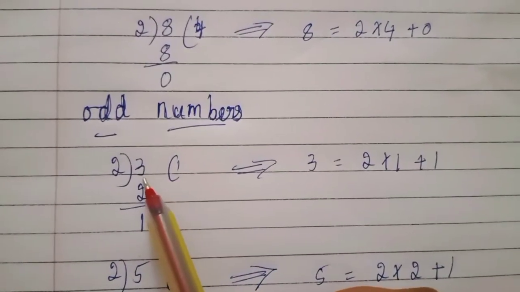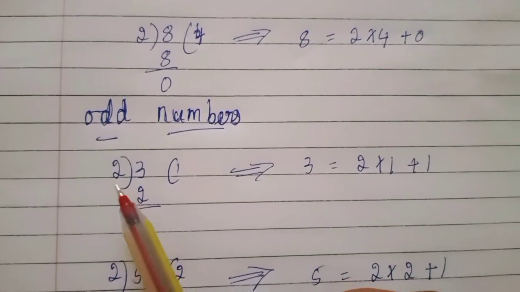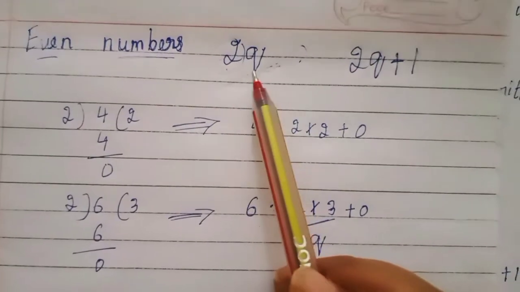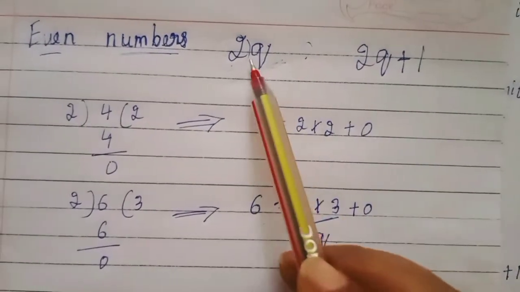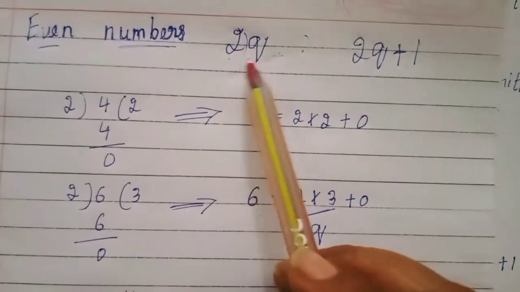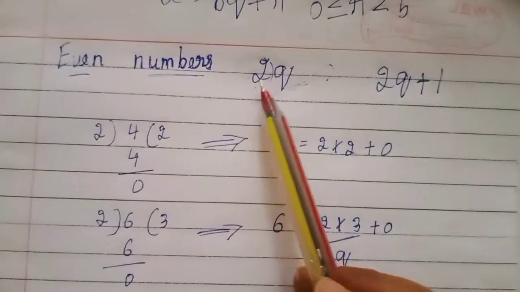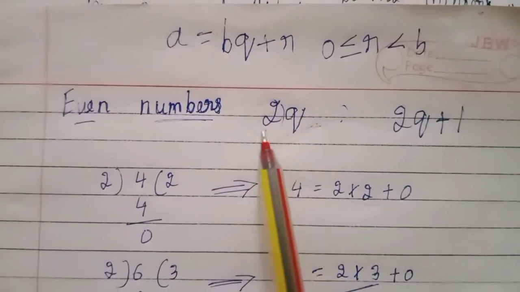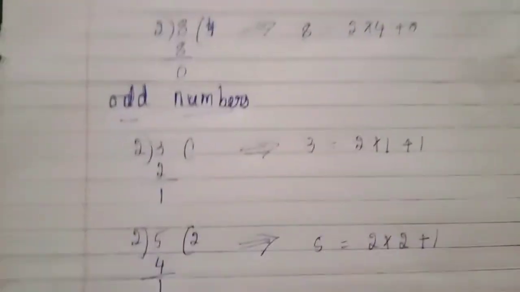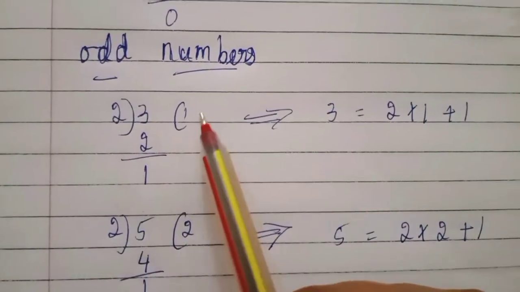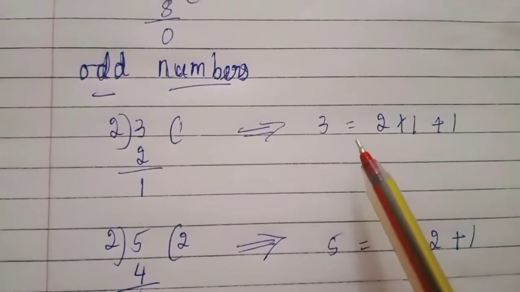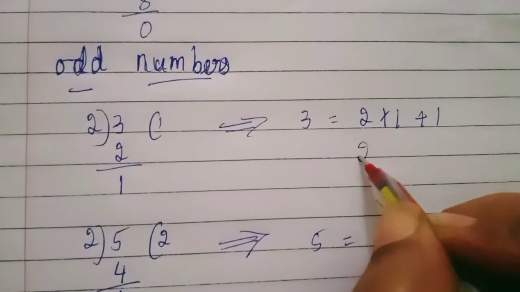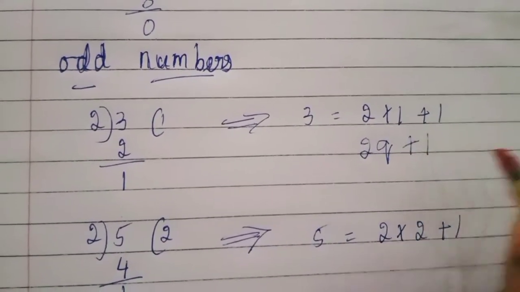Now let us consider some odd numbers. You can see 3 is an odd number. Again I am dividing by 2. Why am I dividing by 2? Because according to the question, I have to express them in the form of 2q plus 1. So that is 2 itself. This coefficient of q can be written as b according to the Euclid lemma, that is bq plus r, 2q. So in place of b you have 2. So if I divide 3 by 2, 2 ones are 2, remainder is 1. So how will you write? 3 can be written as 2 into 1 plus 1. So if you observe, you can write this in the form of 2q plus 1.